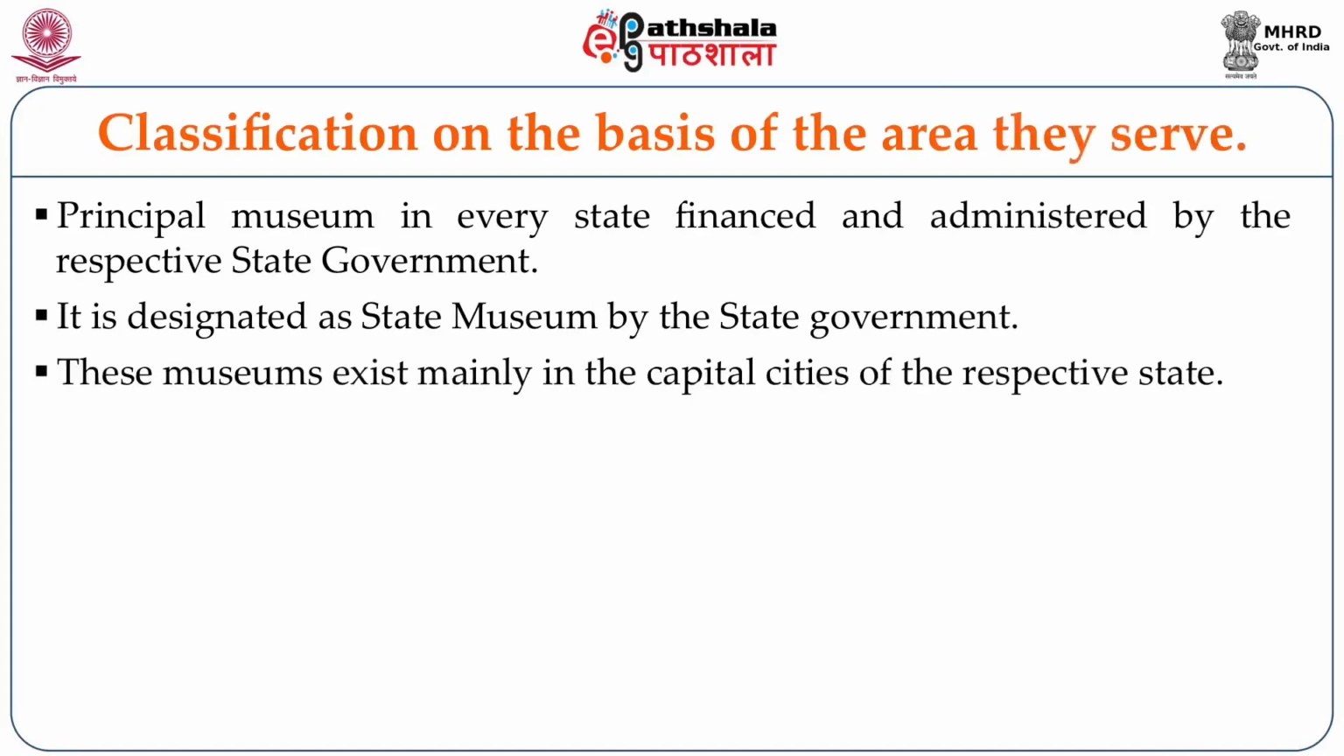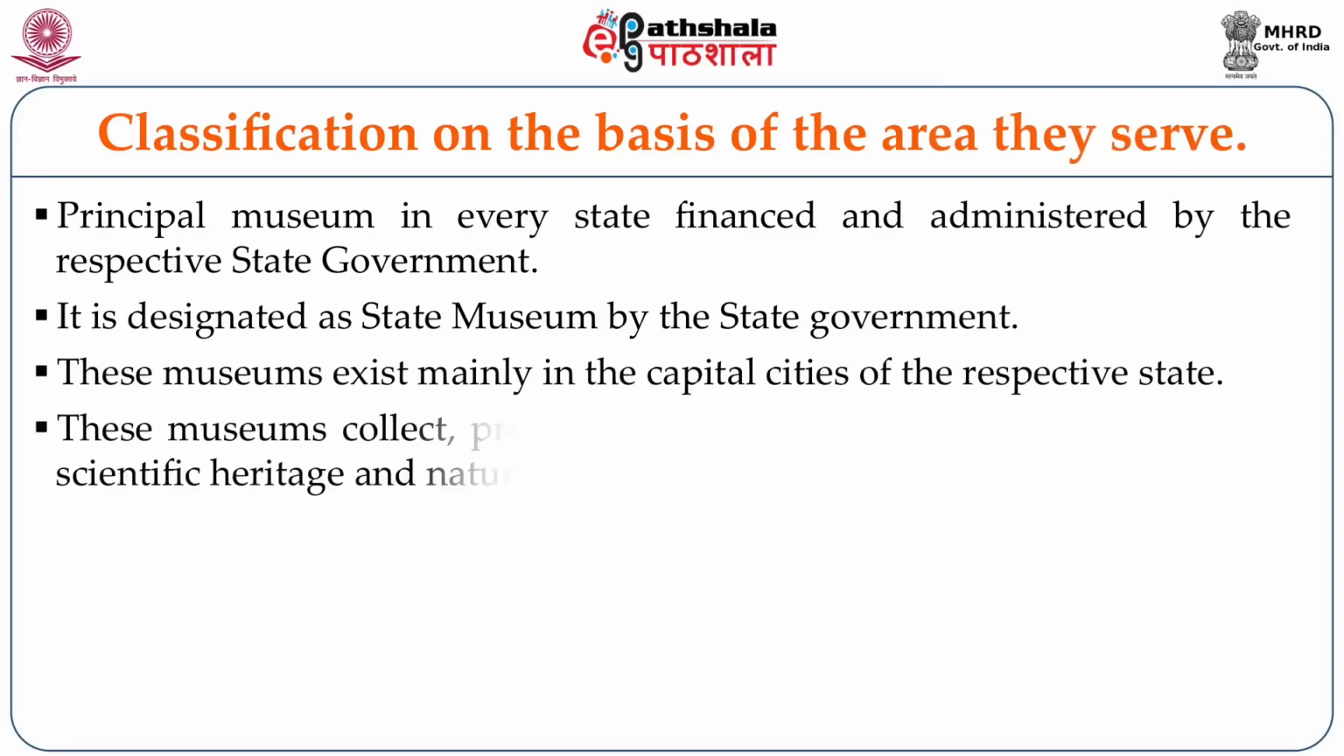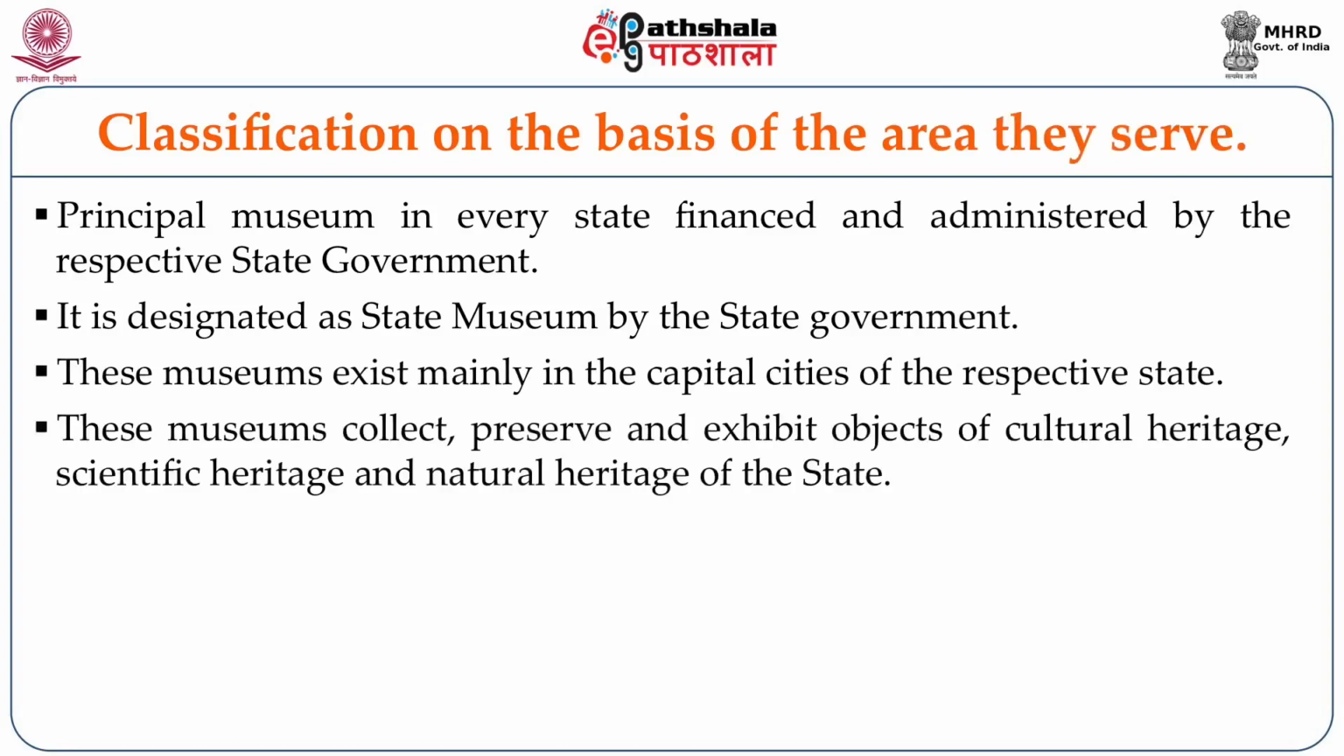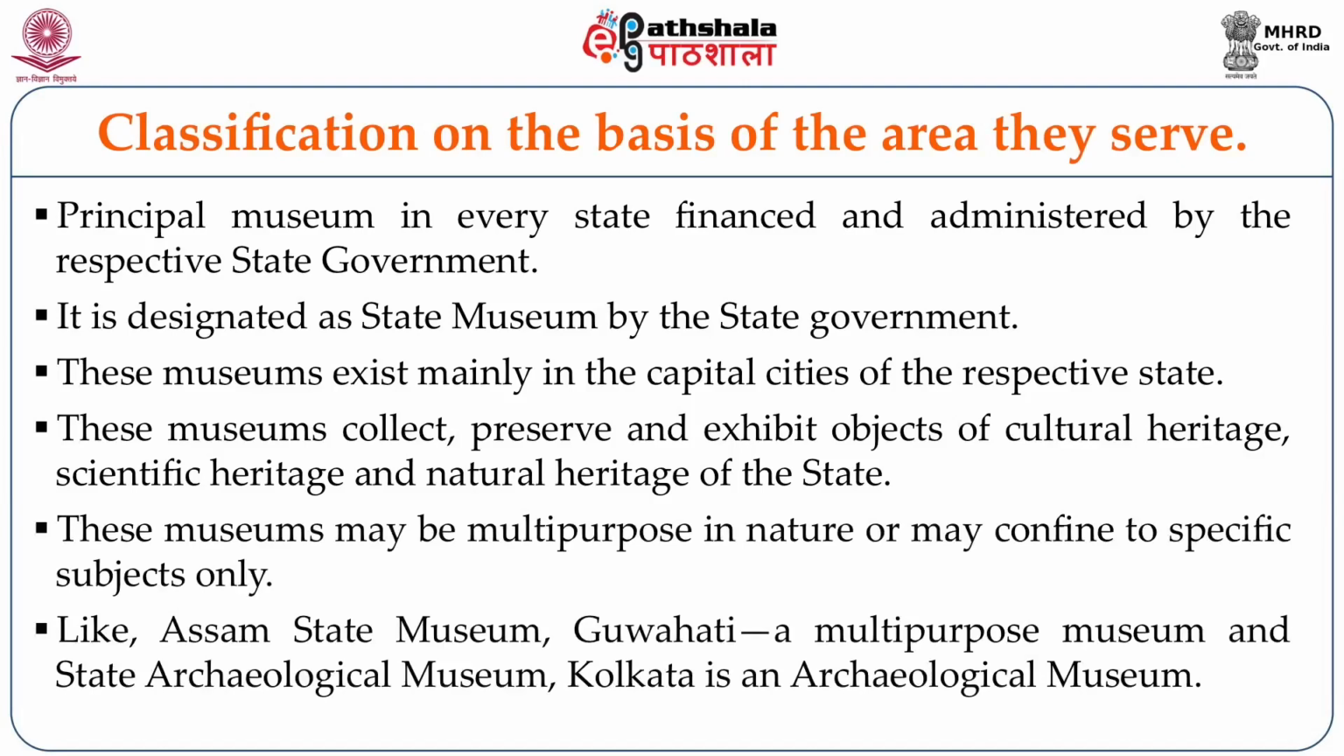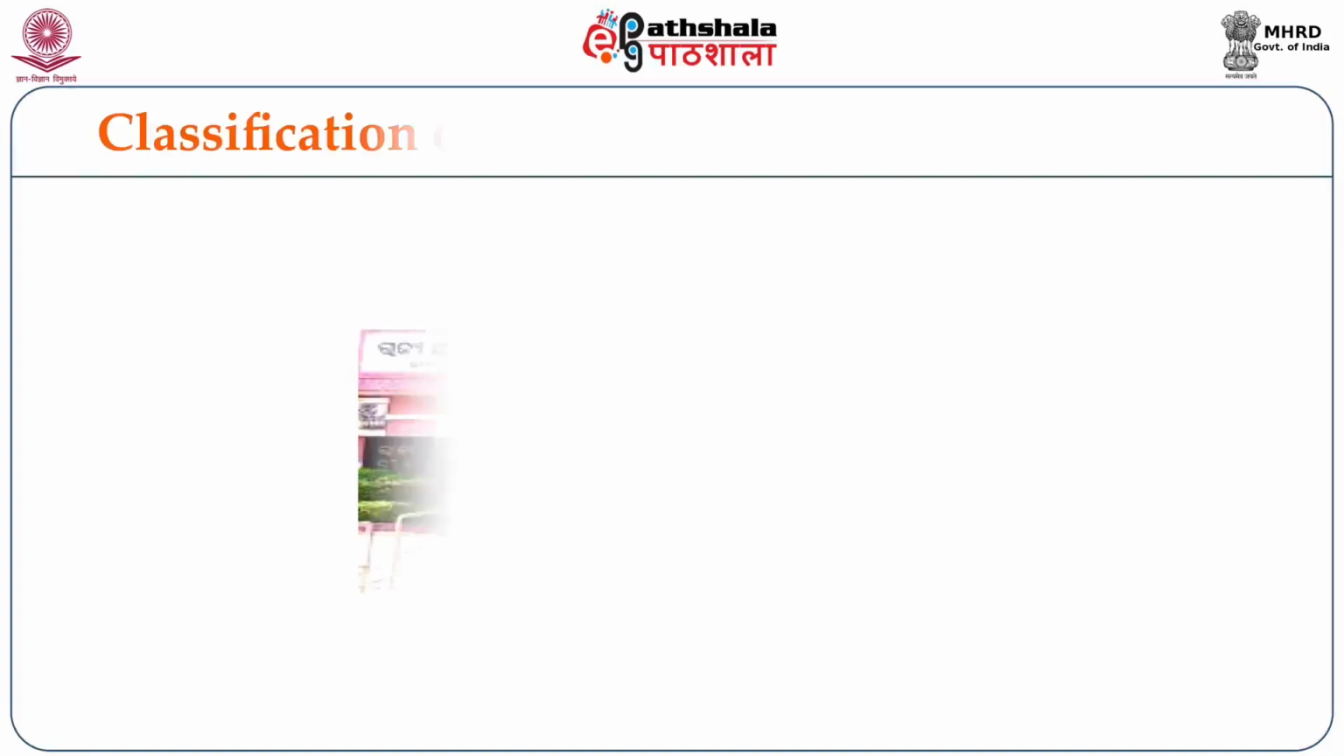These museums exist mainly in the capital cities of the respective states and represent the cultural and scientific achievements and the heritage of that particular state, like the Assam State Museum, located in Guwahati, and the Orissa State Museum, located at Bhubaneswar. It may be a general museum or on a particular subject. A general museum is like the Orissa State Museum, or on a particular subject like the State Archaeological Museum, located in Kolkata. In this way, museums can be further classified.